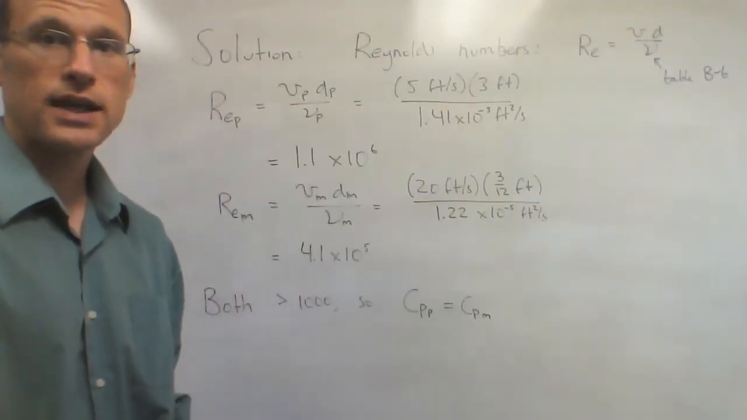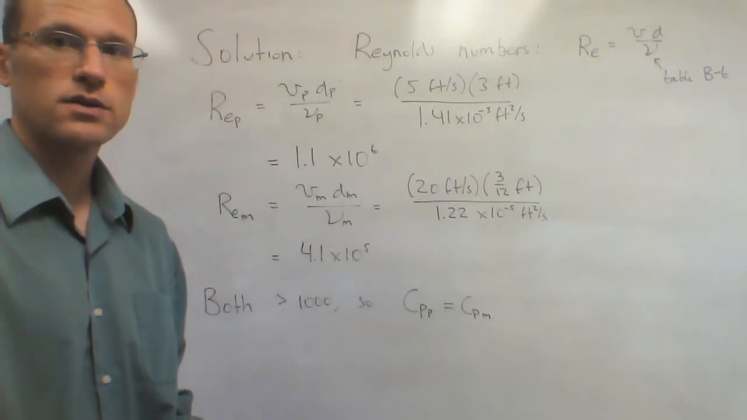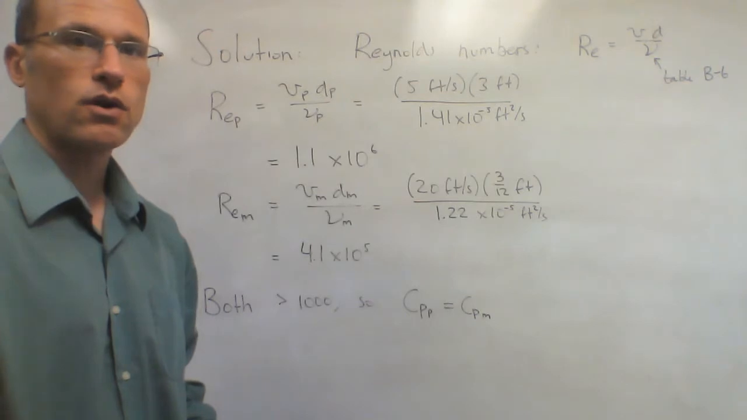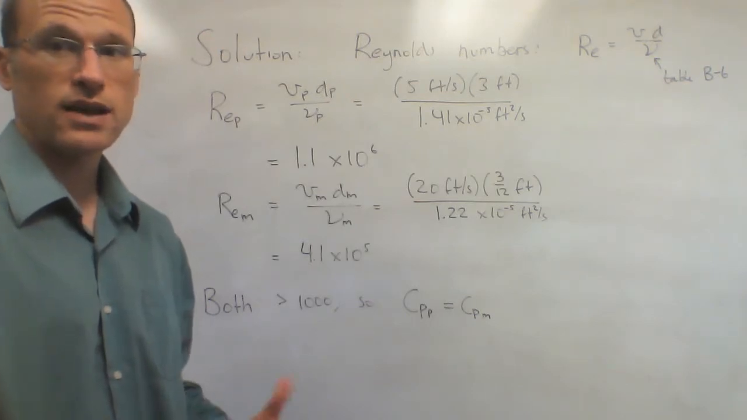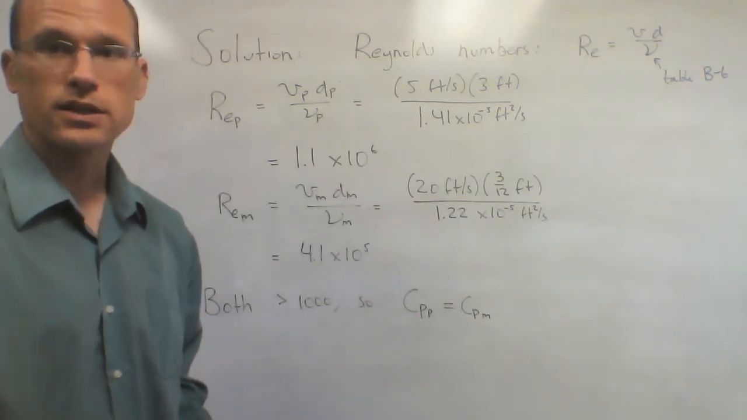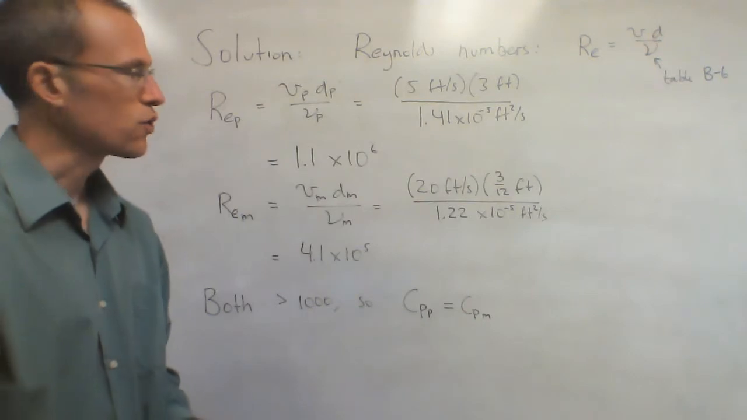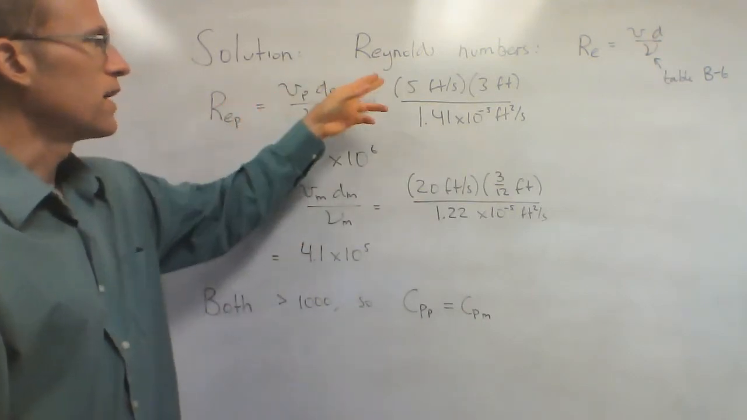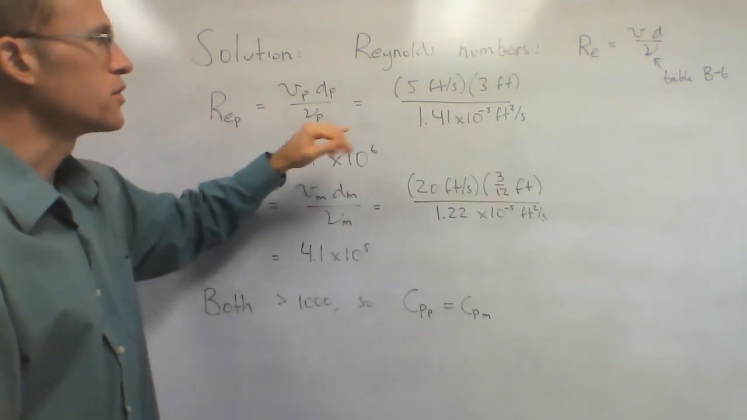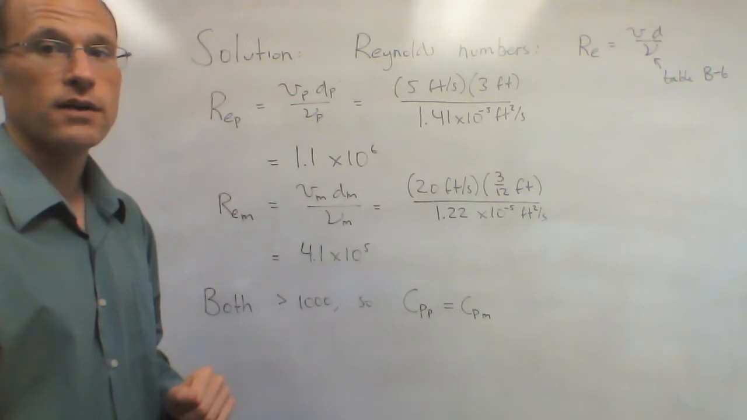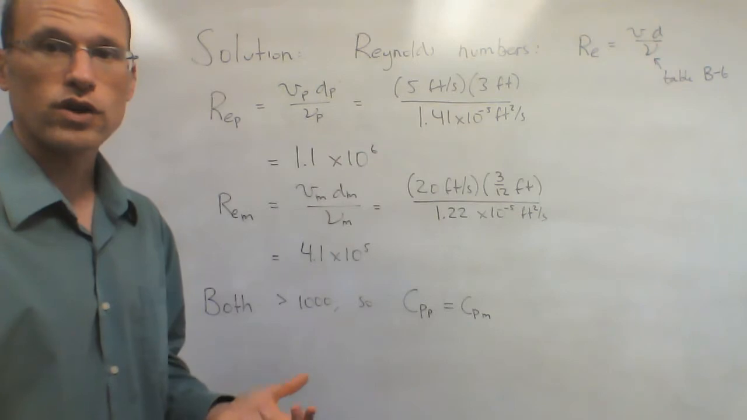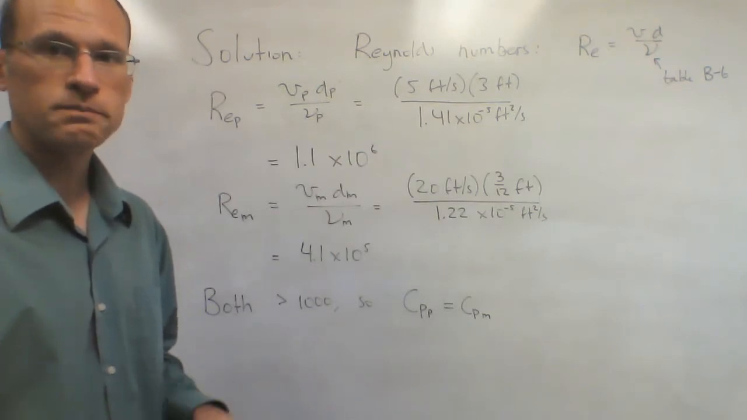So the first thing I can do in this case is find the Reynolds numbers for both scenarios, the prototype and the model. So, standard Reynolds number equation: velocity times diameter over kinematic viscosity. I could use density and viscosity if I wanted to, but I'd rather only look up one number. So kinematic viscosity I can find in table B6 for water at different temperatures. So for my prototype, I have a velocity of 5 feet per second, a diameter of 3 feet, and then kinematic viscosity for water at that temperature, 1.41 × 10^-5 feet squared per second, again from table B6. That gives me a Reynolds number for my real pipe of 1.1 million.